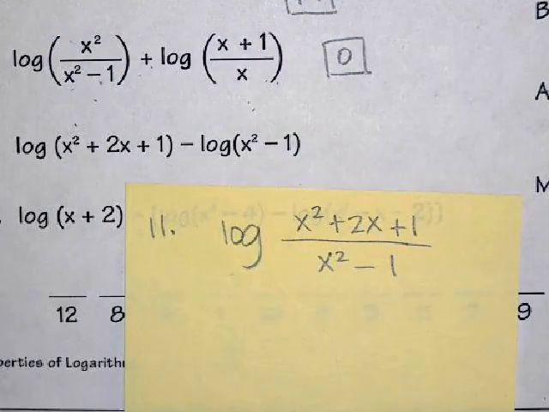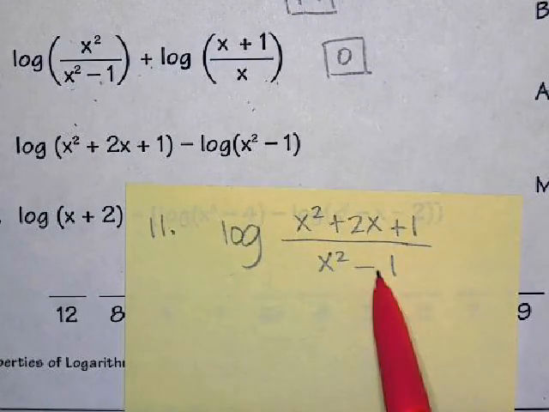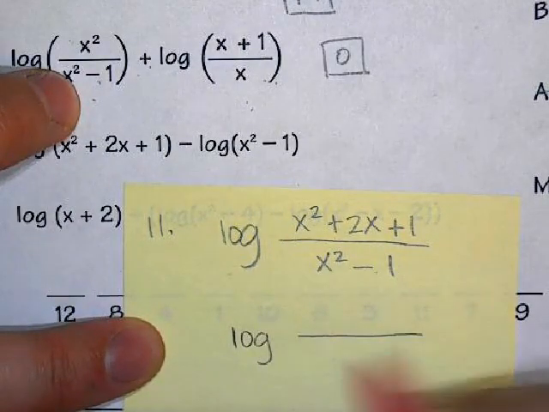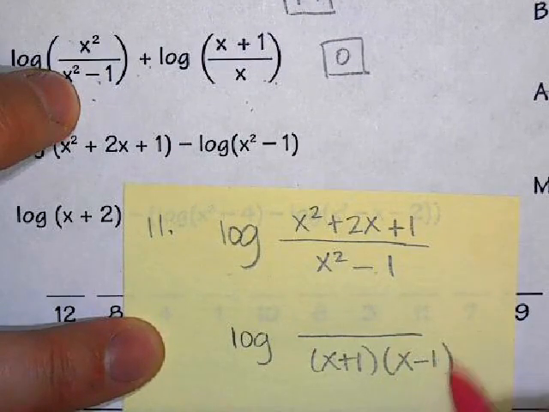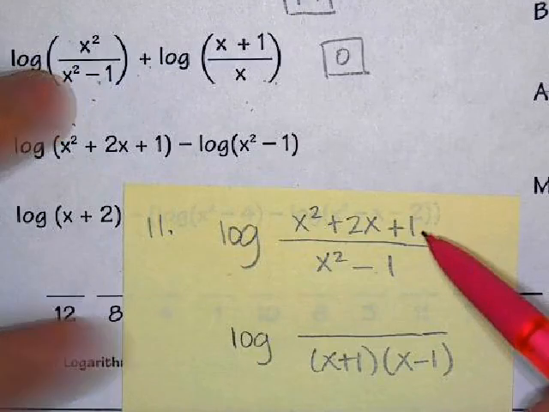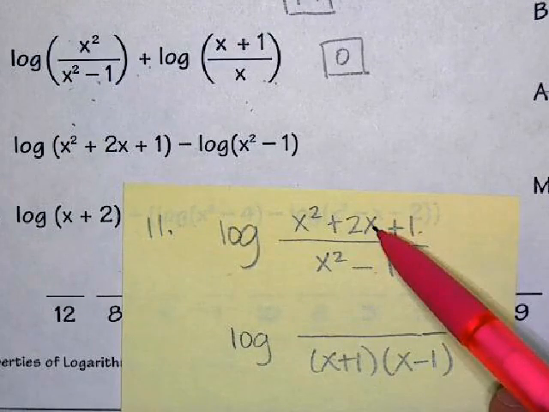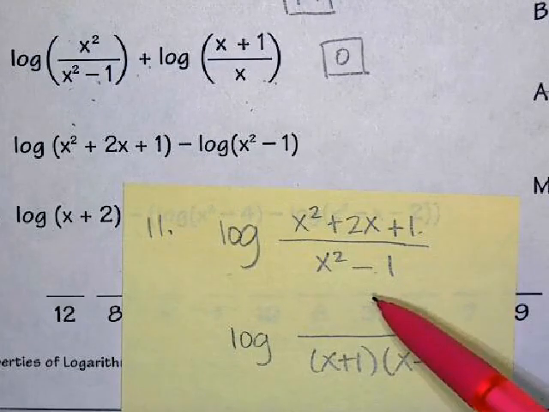So on the bottom, we already know that that factors x plus 1, x minus 1, because we did that in the previous problem. X plus 1, x minus 1. And then for the top, we have to look for two numbers that multiply to 1 but add to 2. Two numbers that multiply to 1 but add to 2. 1 and 1. So x plus 1, x plus 1.